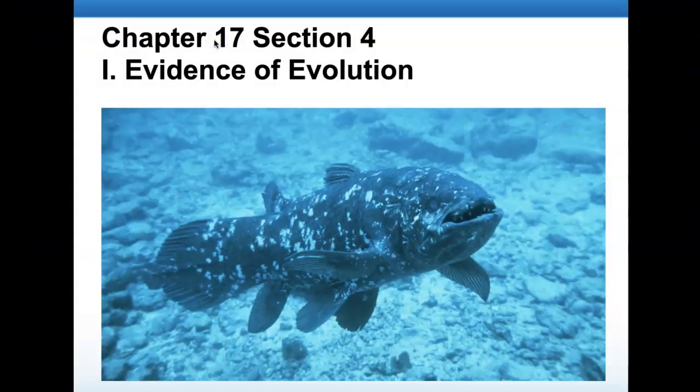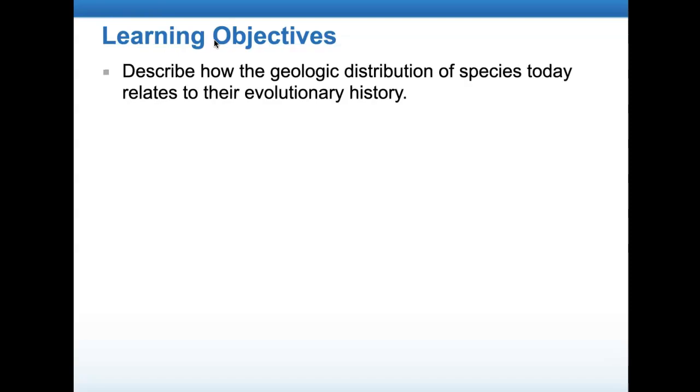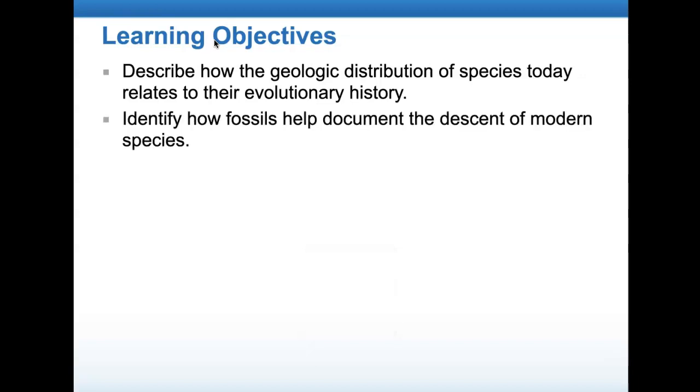Chapter 17, Section 4, Evidence of Evolution. Learning objectives. Describe how the geologic distribution of species today relates to their evolutionary history.